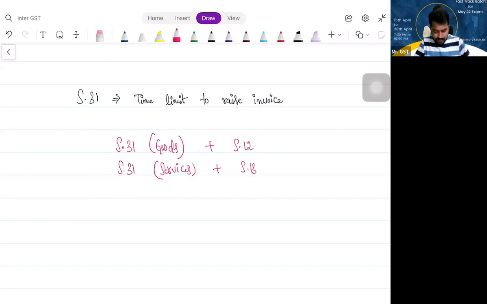So the point is, here, section 31, the time limit to raise the invoice, we have to understand. Then we will understand time of supply for goods. Next, section 31 related to services, we will discuss. Then we will understand the time limit to raise invoice for services. Am I clear? Shall we proceed?